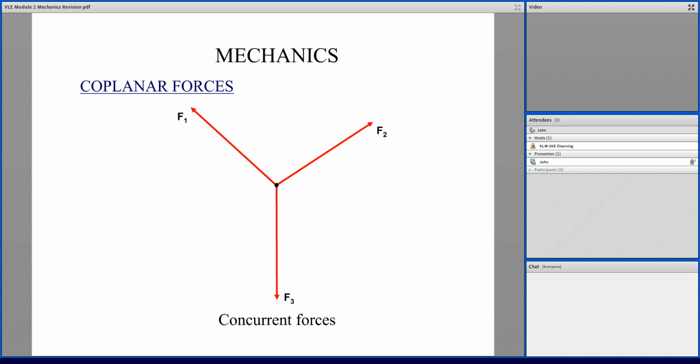Taking this a stage further then, if all these forces, or three forces in this case, are in rotational and translational equilibrium, and they are acting from a single point, the forces are said to be concurrent forces. Okay, so it's just something there to bear in mind.